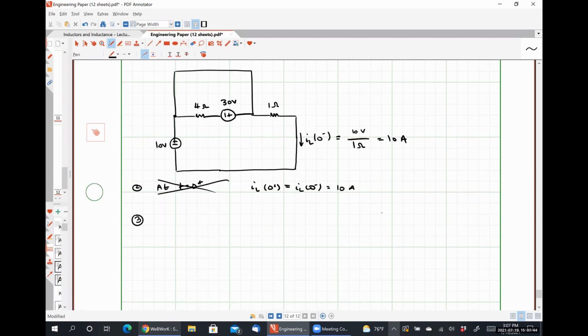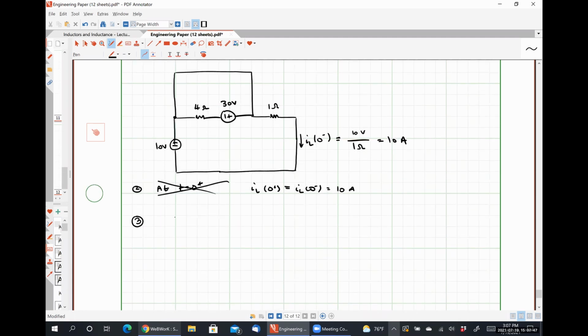All right, step 3. Our switch opens up. And so what we are left with is the 10 volt source, 4 ohms, 30 volts, 1 ohm, and our inductor is being replaced by a short circuit because we are at DC steady state again. So here is IL at infinity. Any thoughts?